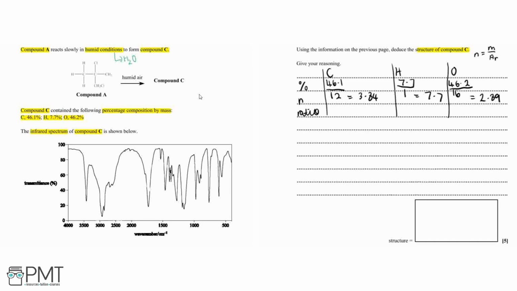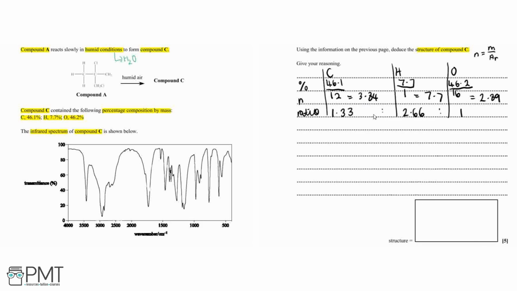So now we need to work out the ratio of each of these atoms to each other. And we can do this by dividing each of the moles by the smallest mole value. So we need to divide each of these by 2.89 in order to work out that ratio. So when you divide each of these values by 2.89, you get a ratio of 1.33 for carbon to 2.66 for hydrogen to 1 for oxygen overall.